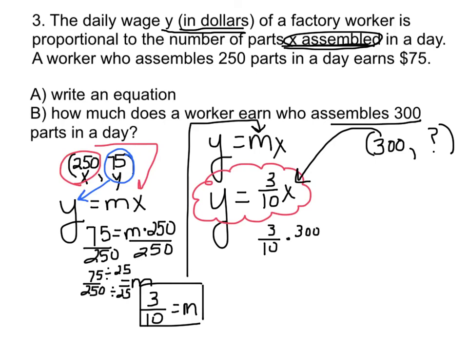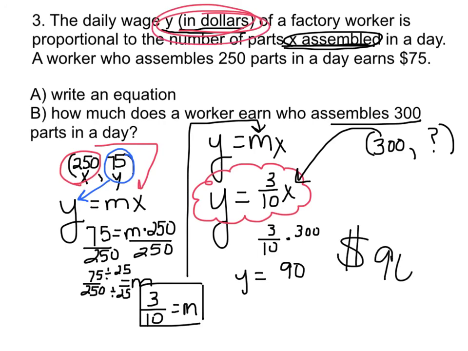300 times 3 is 900. 900 divided by 10 is 90. So y equals 90. If you remember, y right here says dollars. So how much do they earn? They earn $90 in a day.